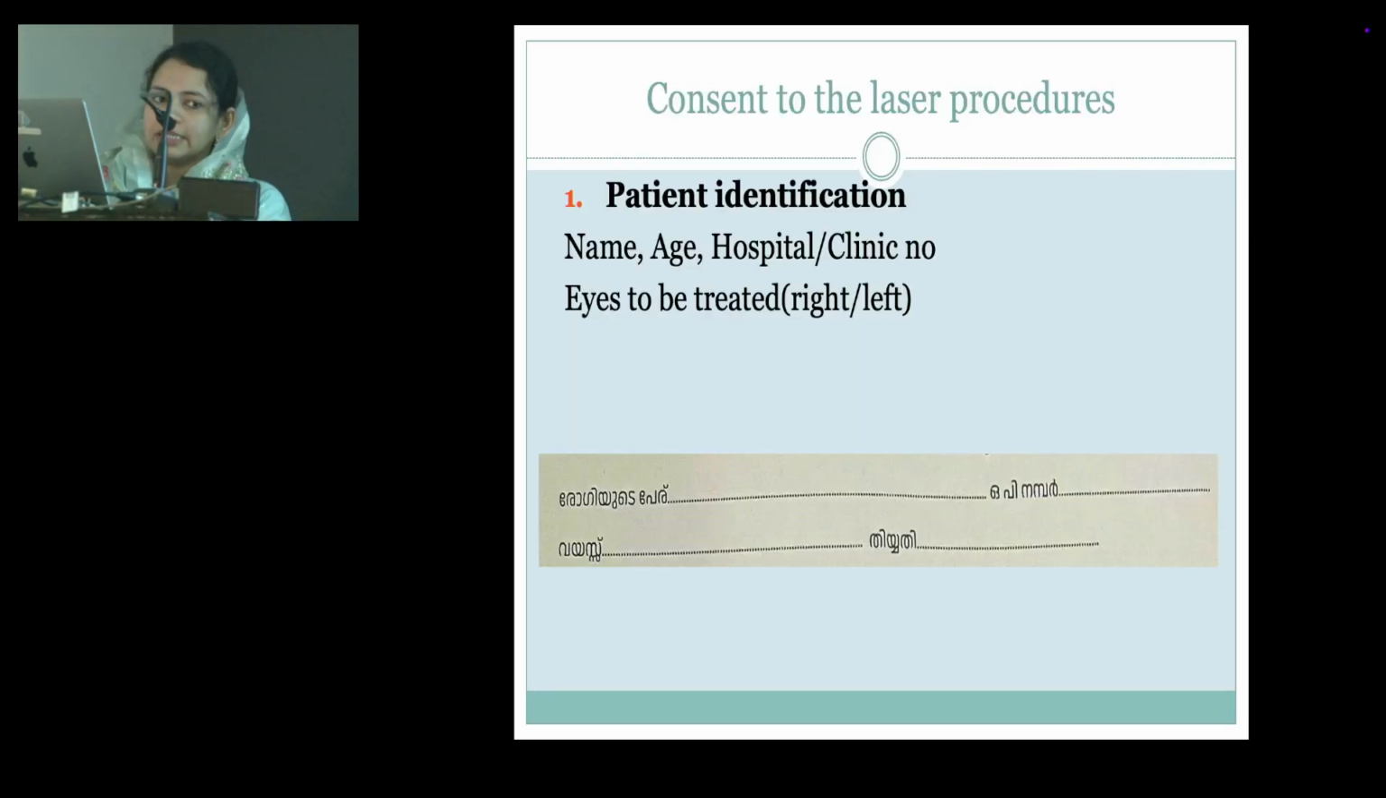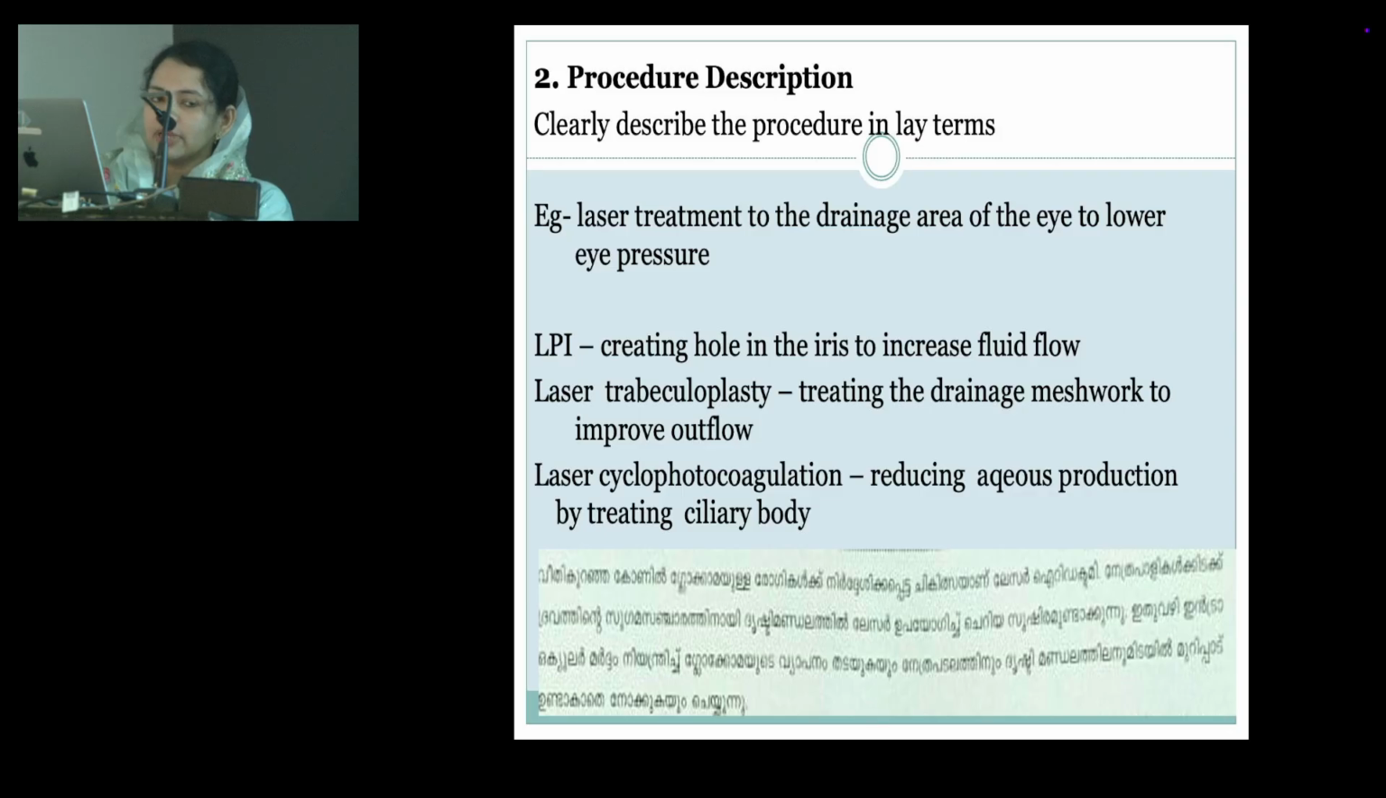Okay. Next important thing in every laser procedure is the consent. So the consent form should start with the patient identification. The name, age, and hospital or clinic number should be written in the consent form, and the eye to be treated should be mentioned. And next, we have to describe the procedure. We have to clearly describe the procedure in lay terms. For example, laser treatment to the drainage area of the eye to lower the eye pressure. And for the laser peripheral iridotomy, we have to mention it as creating a hole in the iris to increase the fluid flow.